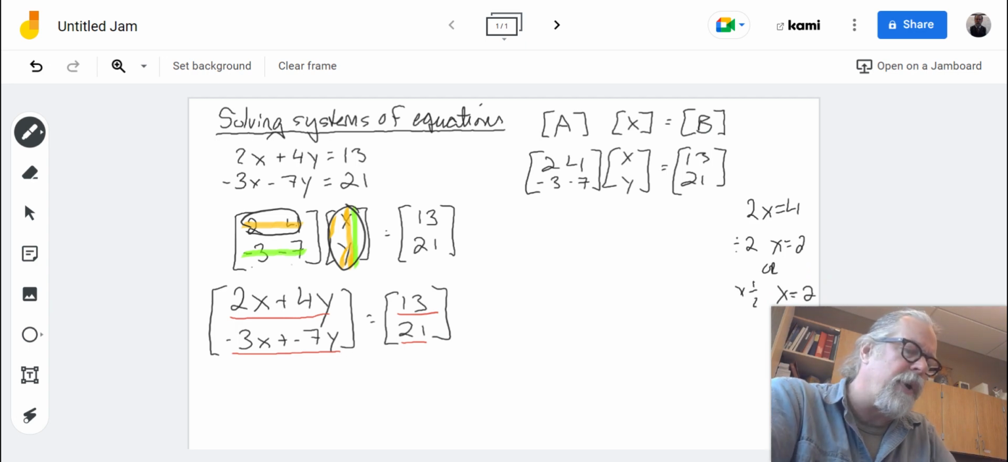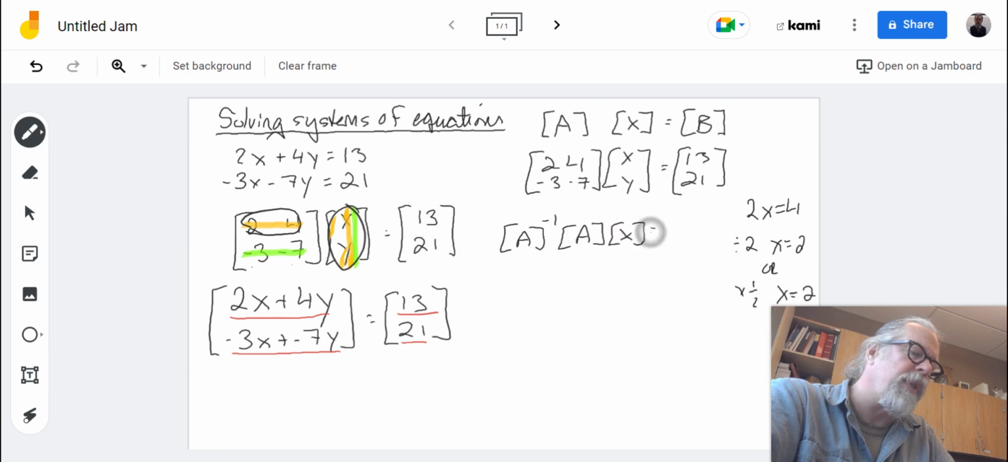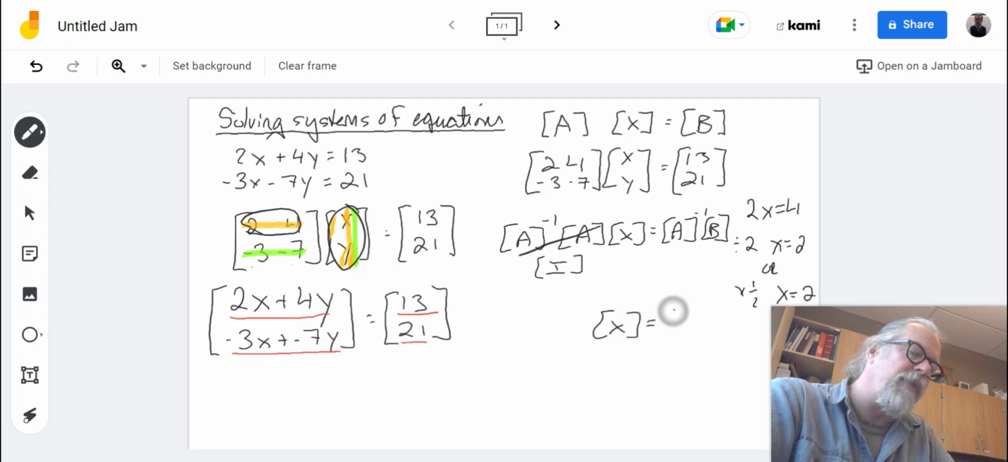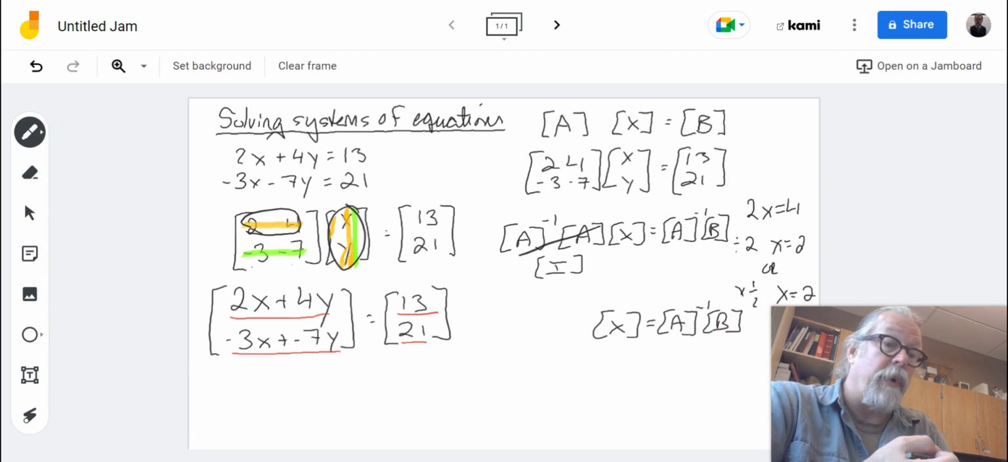Again, just as a reminder, order matters in matrix multiplication. So I'm going to lead off each side with multiplied by A inverse. I'm going to squeeze my B right in there. This is the identity matrix, also known as 1 in matrix terms. And I get that x is equal to A inverse B. Okay, that's easy enough, but what the heck is A inverse?